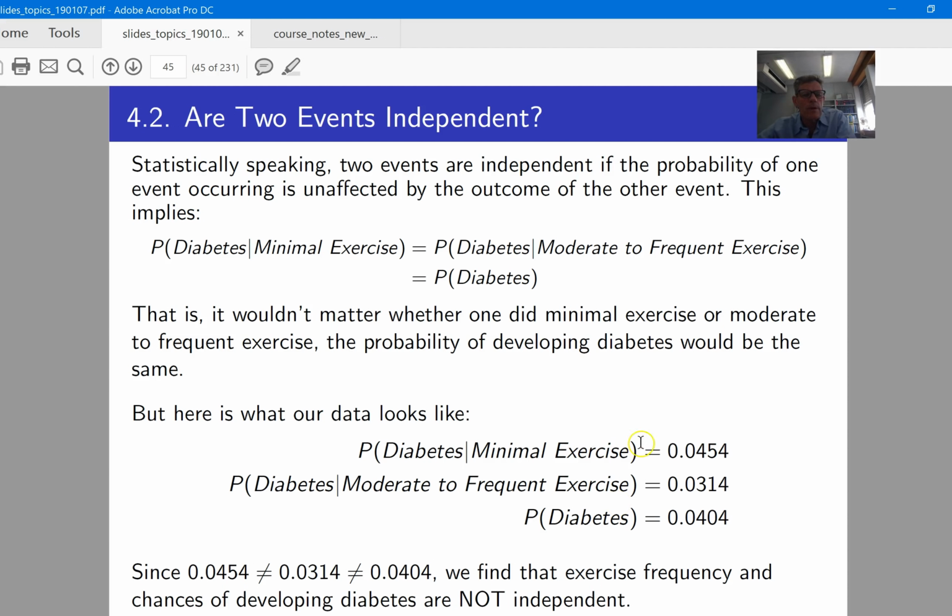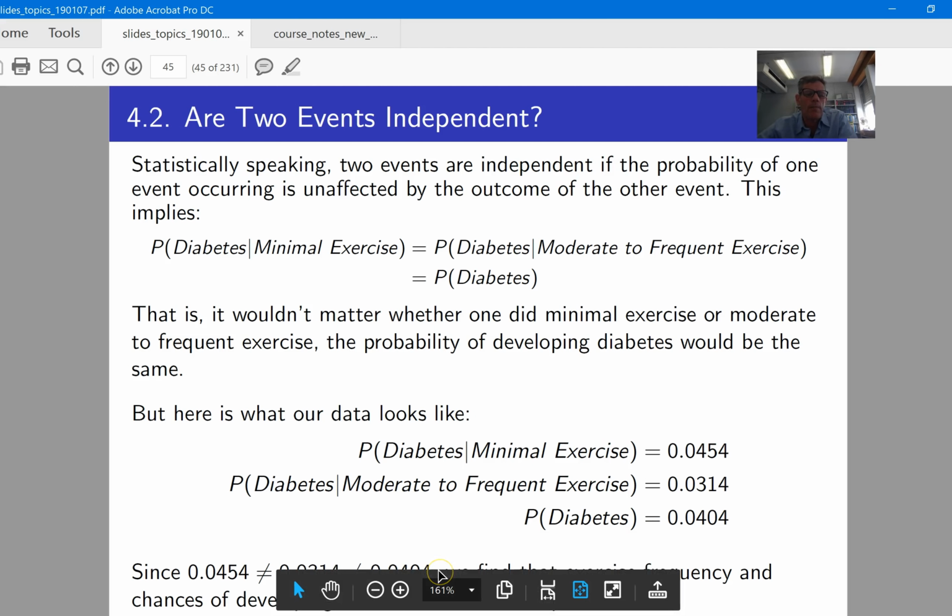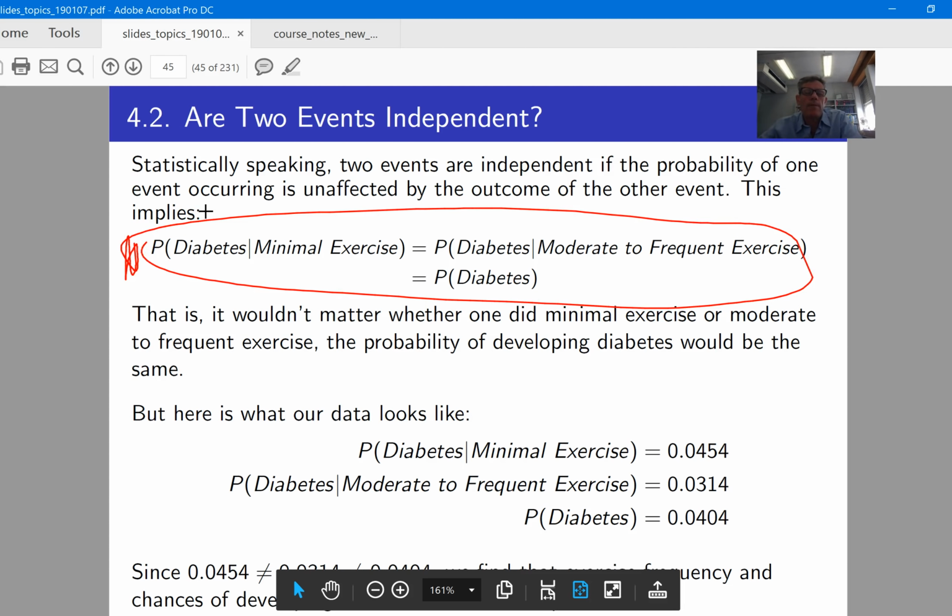So because those things are not equal to each other, we would say that the exercise status and the incidence of diabetes are not independent. For them to be independent, we would need all of these three probabilities to be equal to each other, and that's what this statement here says. So if those three were equal to each other, we would be claiming that your diabetes status was independent of how much exercise you get.